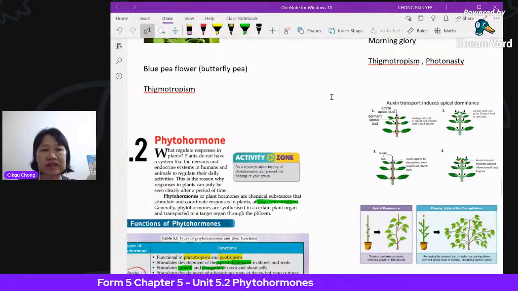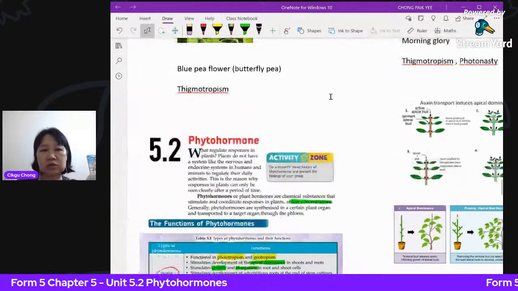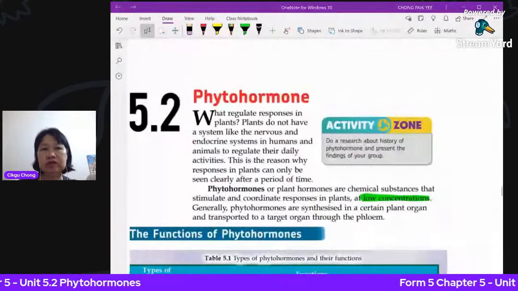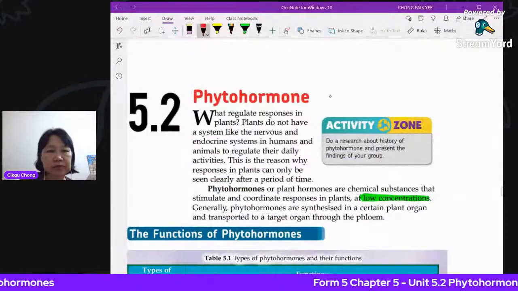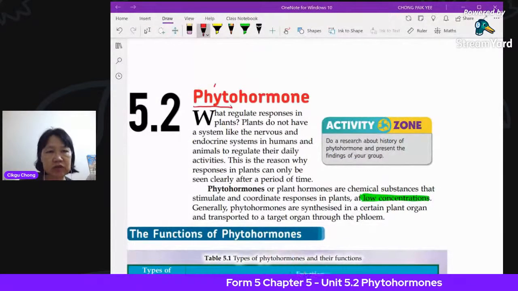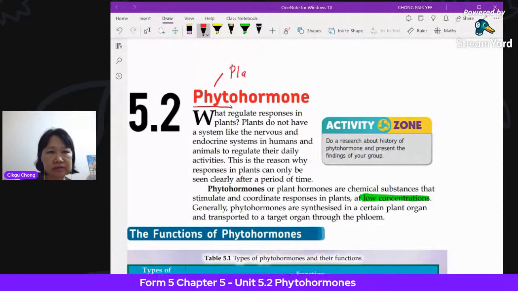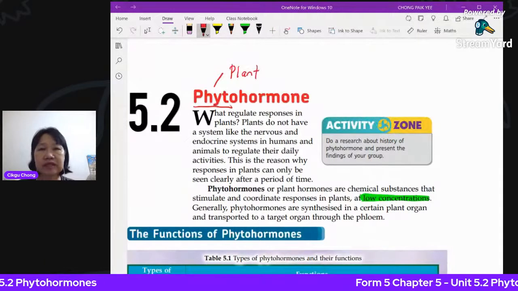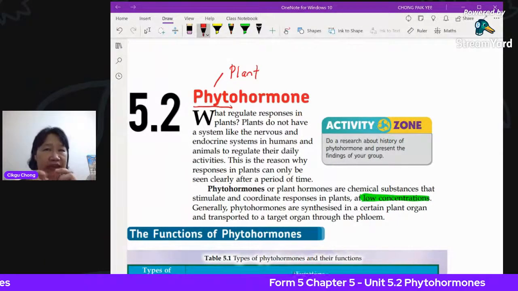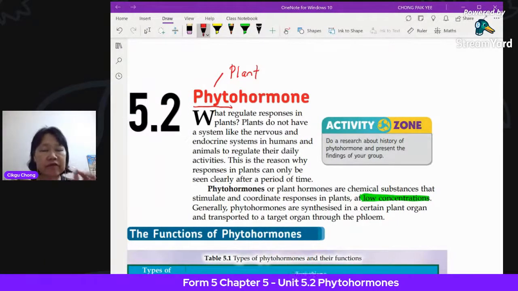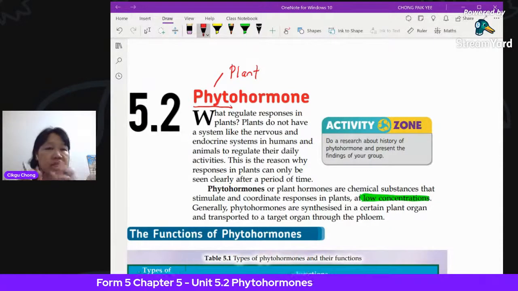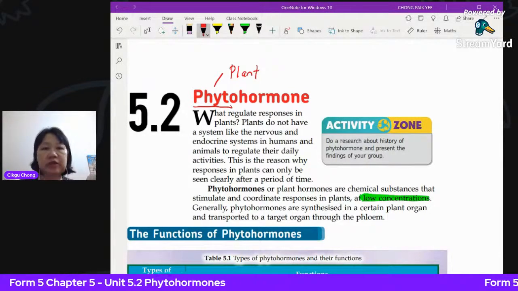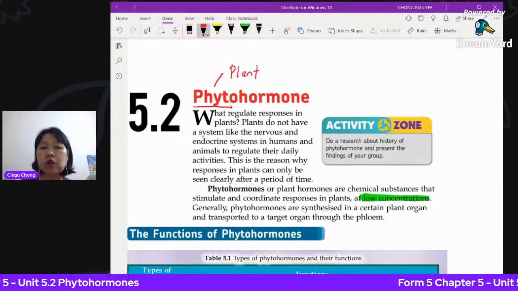Okay, now let's look at phytohormone. What does the word phyto mean? Whenever you see the word phyto, this is a prefix. Phyto here means plant. Like phytoplankton, the little plankton that looks like algae in the water, that the small fish feed on. They eat that one. It's called phytoplankton. They're actually something like a plant. Okay, so phytohormone means plant hormone.